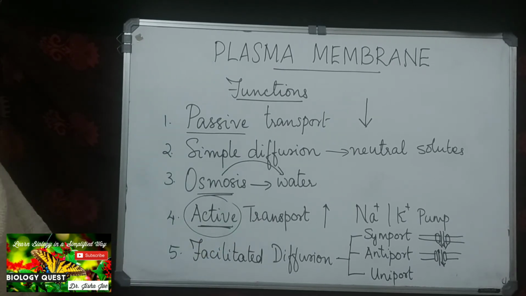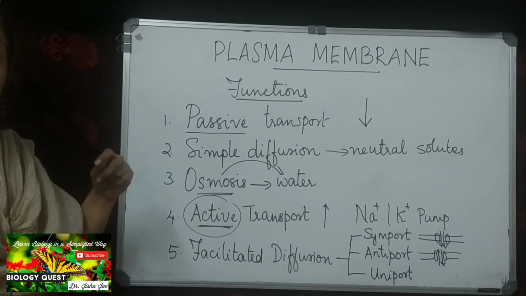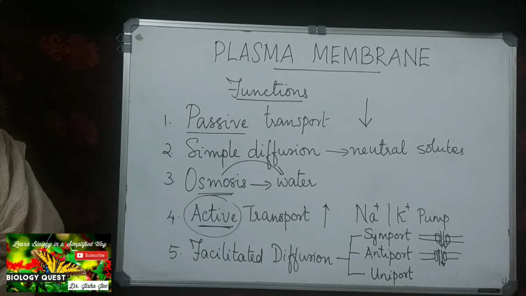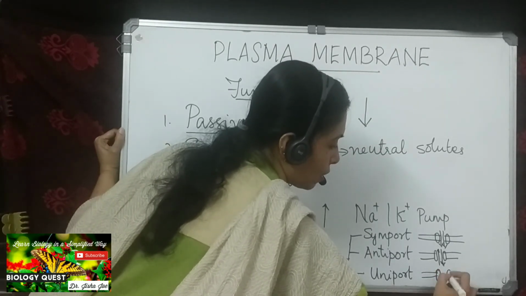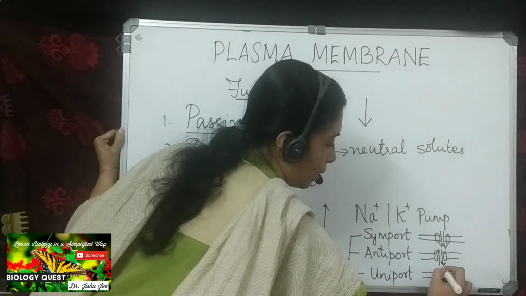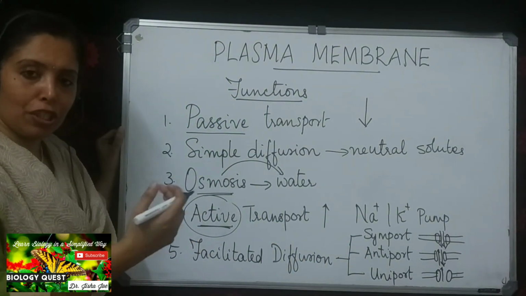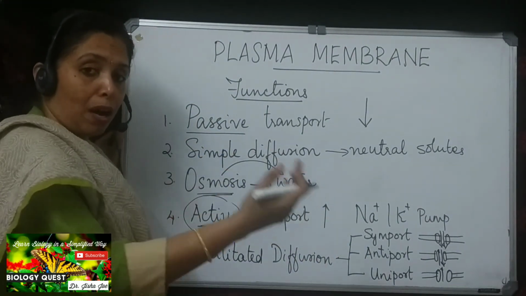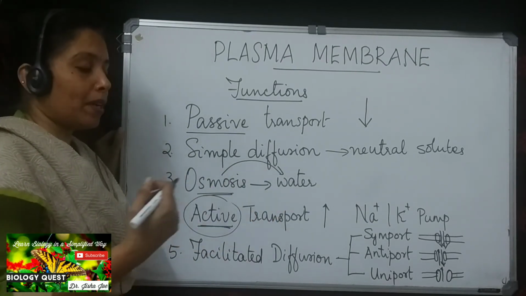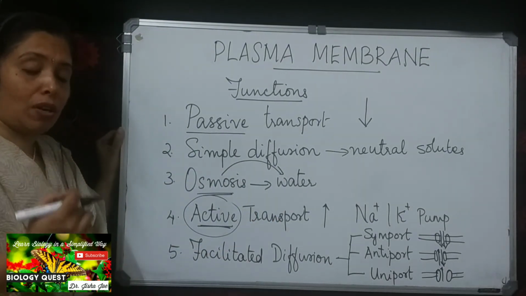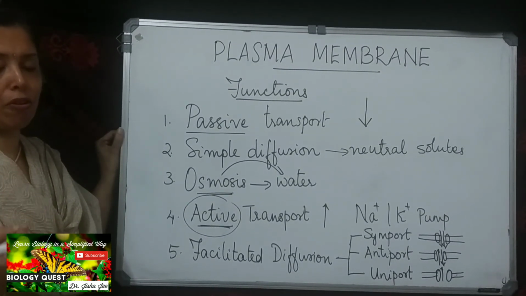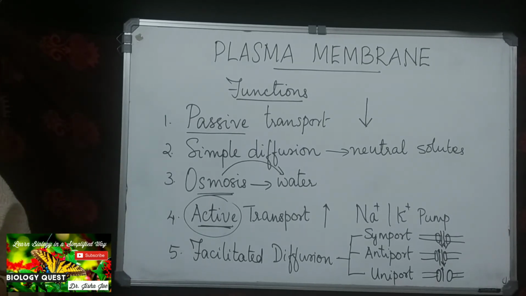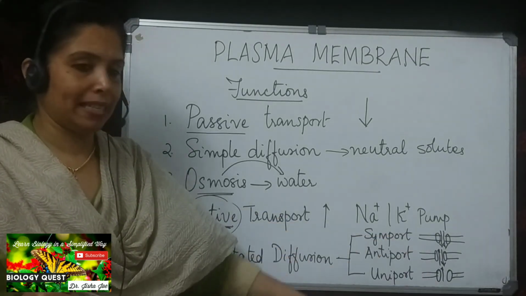When we come to uniport, the molecules move across the membrane independent of the other molecule. A molecule moves across the plasma membrane independent of the movement of the other molecule. Whether the other molecule moves into the cell or towards outside, it doesn't matter. It is not dependent upon the movement of the second molecule. That is uniport. So these are the three types of facilitated diffusion.